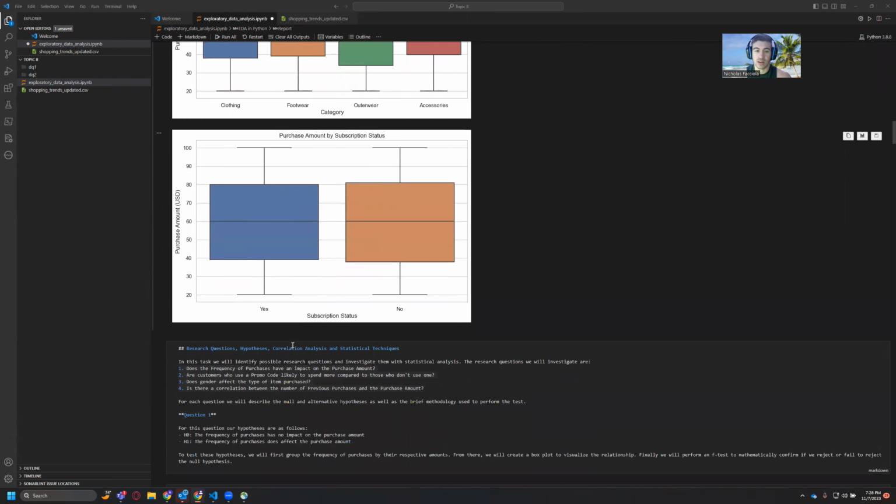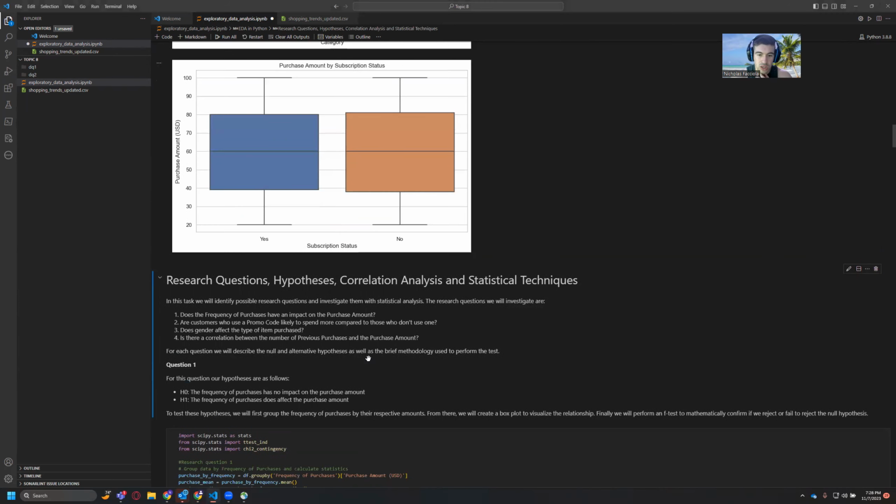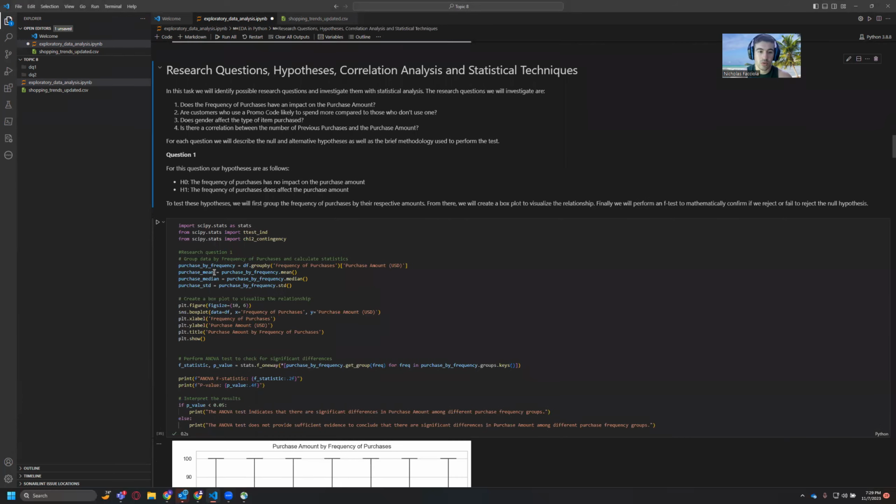So that's why we're going to delve into the next task, which is the research questions, correlation analysis, and statistical techniques. So in this task, we're going to identify a couple of questions that we can investigate. So the 4 questions we'll identify are: does the frequency of purchases have an impact on the purchase amount? Are customers who use a promo code more likely to spend more than those who don't use one? Does gender affect the type of item purchased? And is there a correlation between the number of previous purchases and the purchase amount? So let's go over each question briefly.